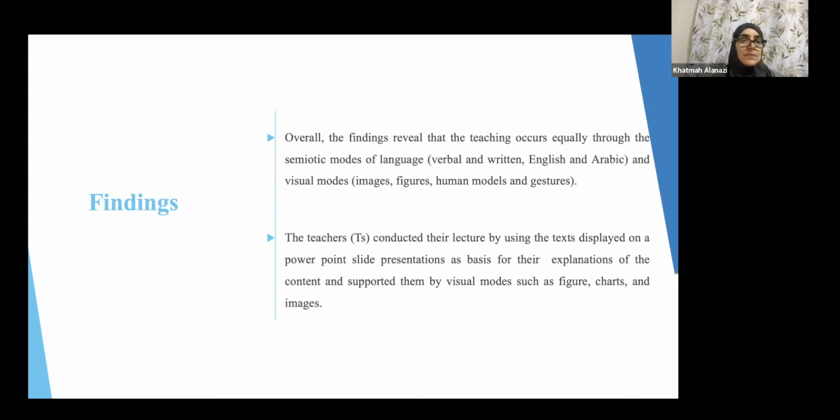Overall, the analysis of this data reveals that the teaching occurs equally through the semiotic mode of language, like verbal and written mode, and visual modes, like using figures and images. The teachers conducted their lectures by using the text displayed on a PowerPoint slides presentation as a basis for their explanation of the content, and supported them with visual modes such as figures, charts, images, and video links.